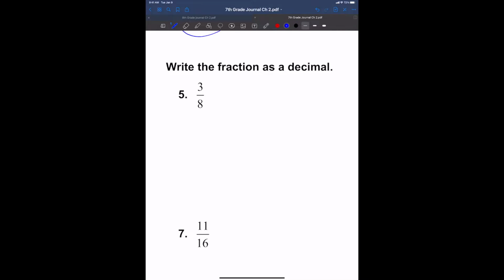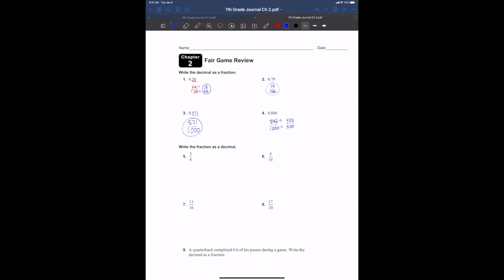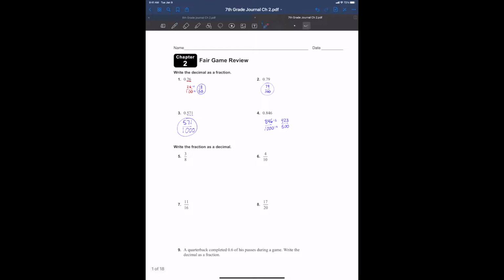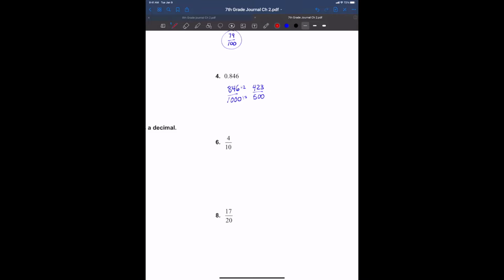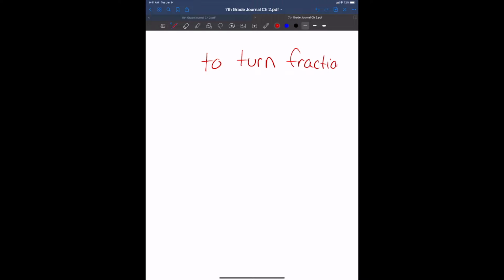All right, guys, 5 through 8. Did we do those yesterday? No. Okay, so here's what I want you to do. Over here in that empty section, we're going to take a note, okay? You might use your highlighter to highlight it. To turn fractions into decimals.